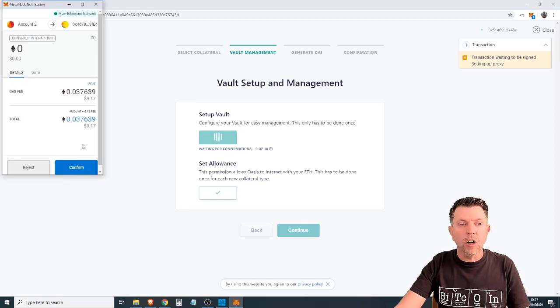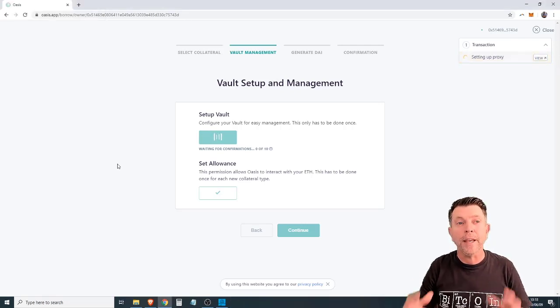So it will ask you to confirm it. This is part of the smart contract setup. It's very simple. You don't need to know all about this, but you're basically giving Oasis.app permission to interact with Ethereum on your MetaMask.